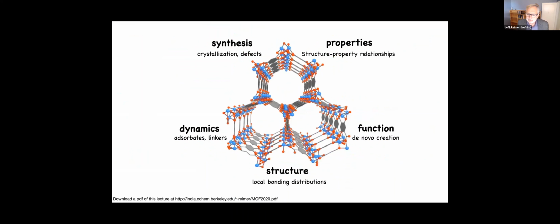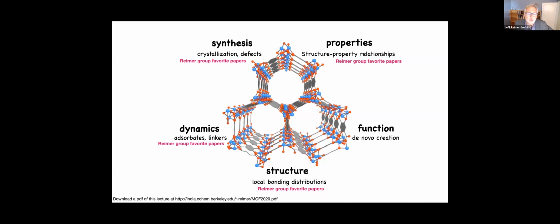So in the next 20 minutes or less, if I can time myself properly, I would like to look at NMR as applied to various challenges in MOF research: synthesis, crystallization, defects, properties, de novo creation for function, local bonding structures and distributions, and dynamics.